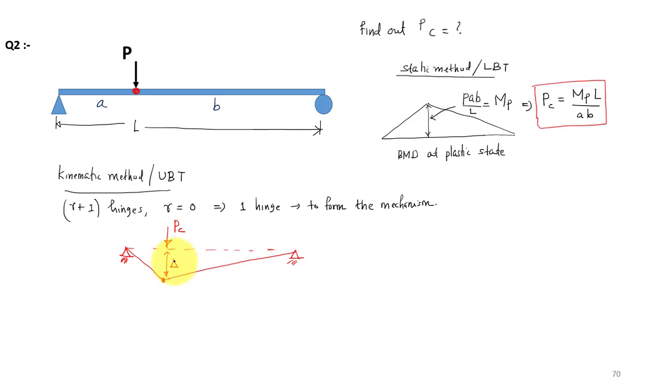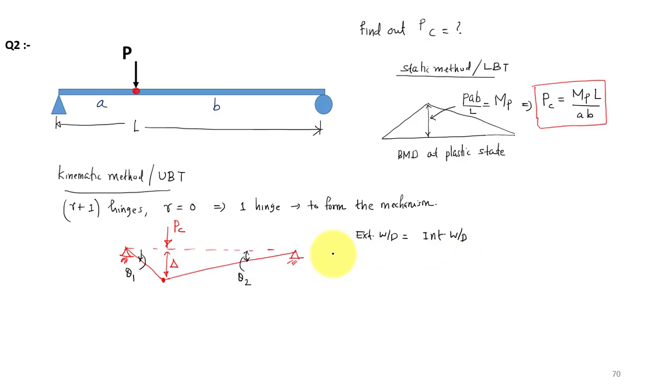So the deflection there is delta, and this is my collapse load. Let us say this angle is theta 1 and this angle is theta 2. Here theta 1 and theta 2 will be different because this point is not at the center. Now we can apply external work done equal to internal work done.